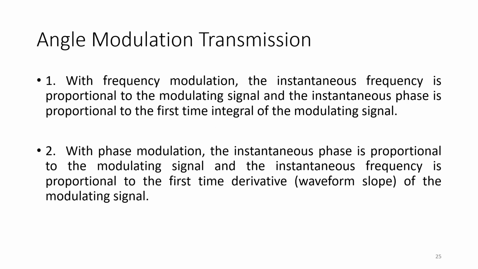So with frequency modulation, the instantaneous frequency is proportional to the modulating signal, and the instantaneous phase is proportional to the first time integral of the modulating signal. For phase modulation, on the other hand, the instantaneous phase is proportional to the modulating signal, and the instantaneous frequency is proportional to the first time derivative, or the waveform slope, of the modulating signal.